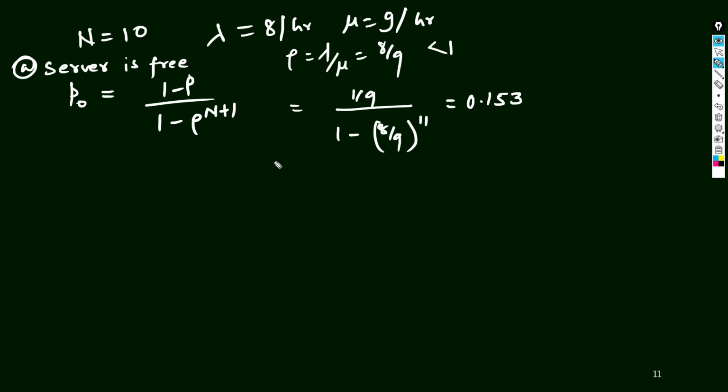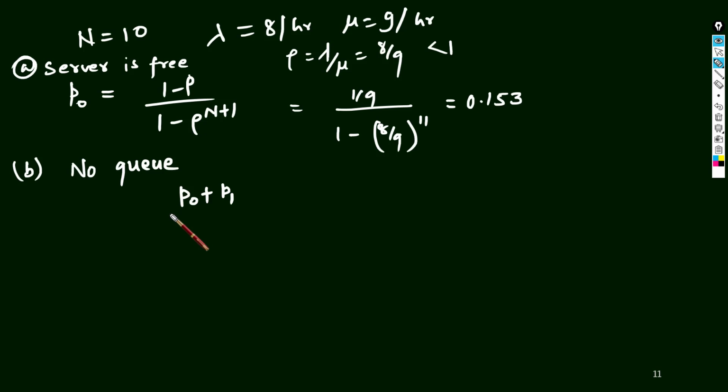Earlier in the last example, when there was the infinite queue model, the server was free for 11% of the time, but here 15%. So this is a loss in terms of the clinic, because the server is free for more time. Okay, next question, the probability that a person entering does not see a queue. So no queue means P naught plus P1.